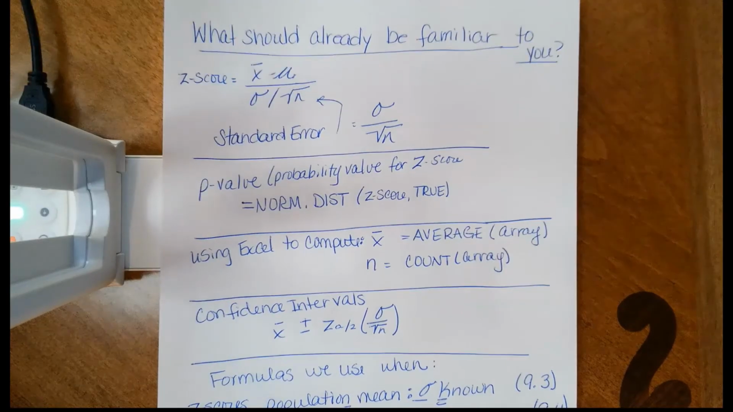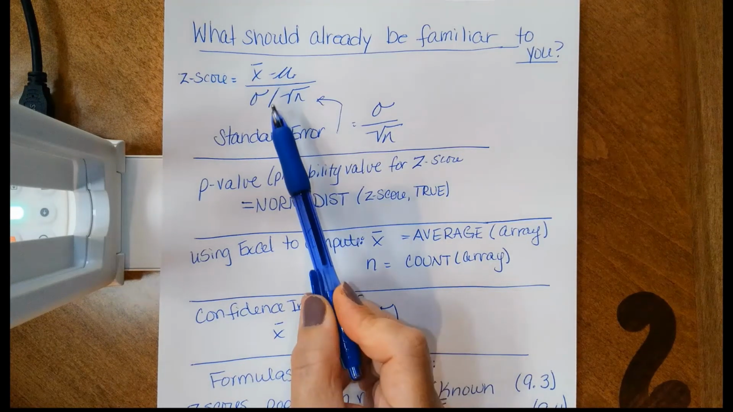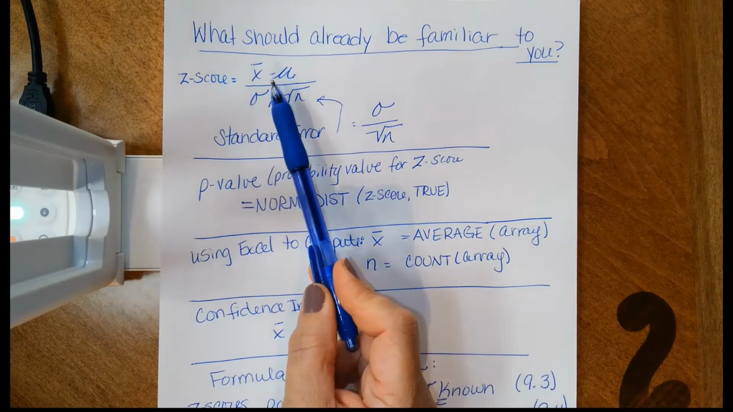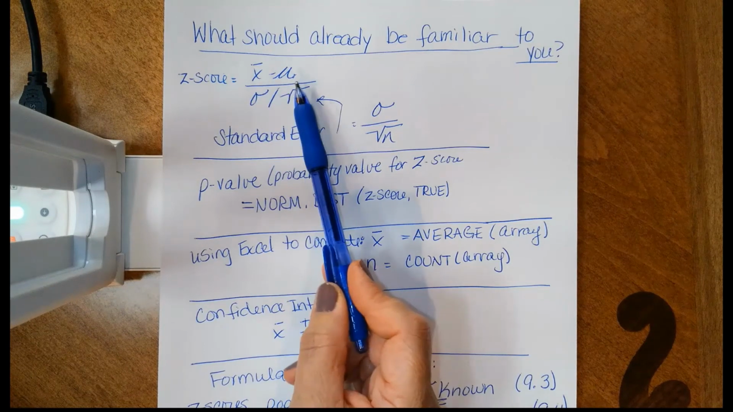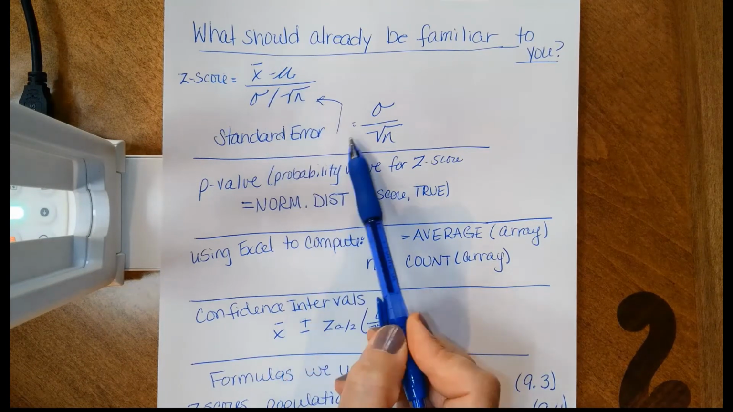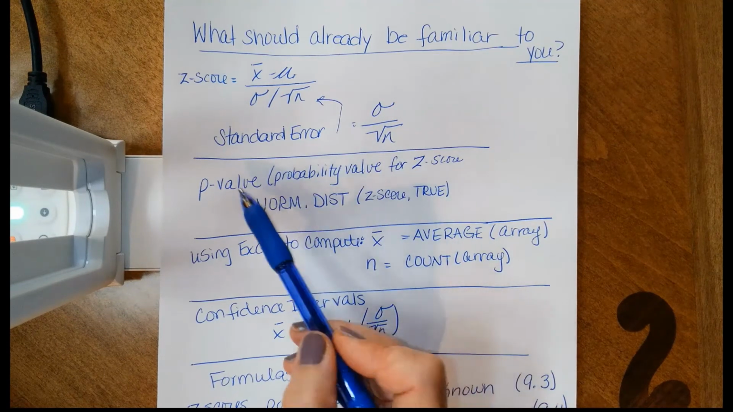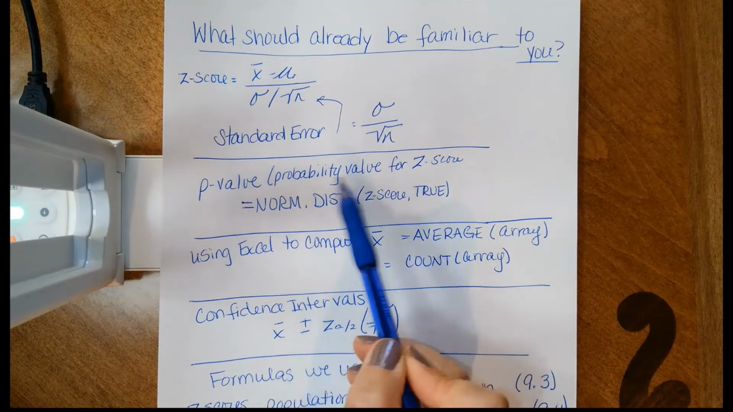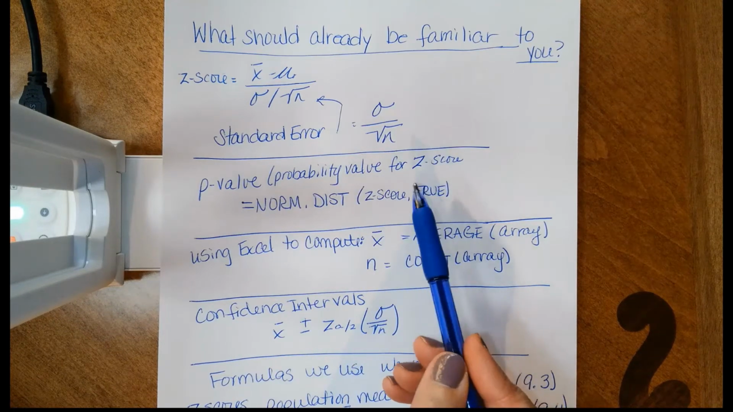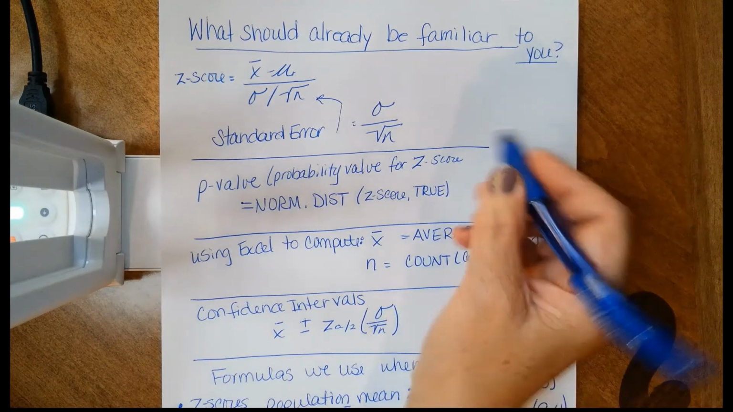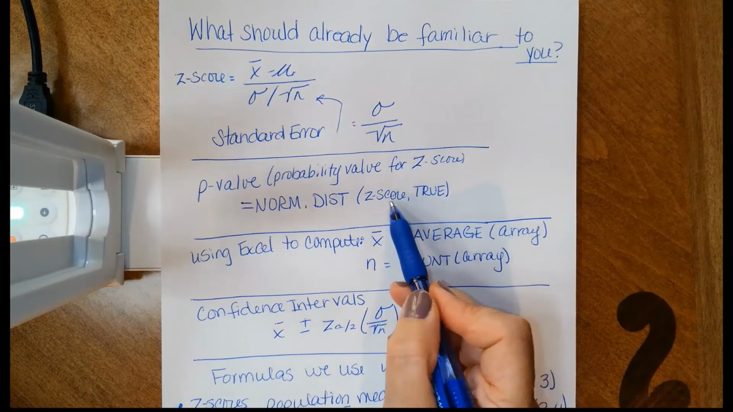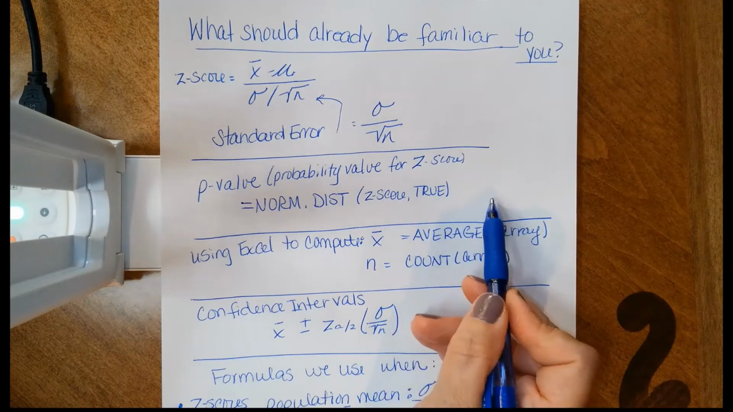Right, so some things that I just want to touch base on before we jump into Chapter 9, things that you should already be familiar with. You should be familiar with the formulas that we use to compute z-scores, our sample mean minus our population mean, then divided by our standard error. There's our standard error, standard deviation divided by square root of our sample size. Our p-value, which is the probability value that we get for our z-score. For Excel, we use equals norm.dist. You put in your z-score, comma true.